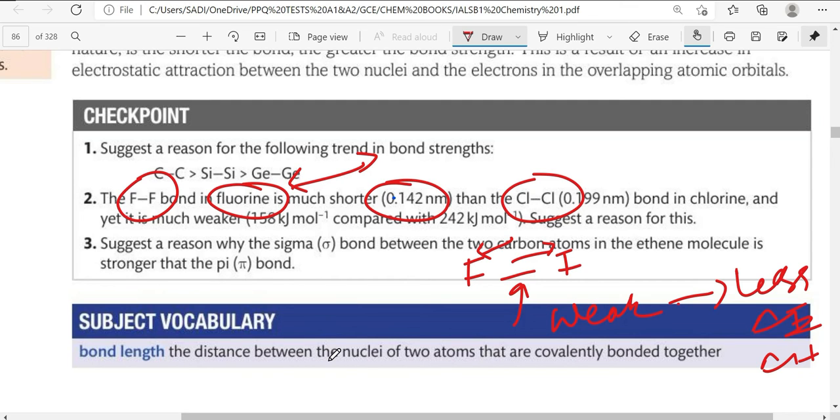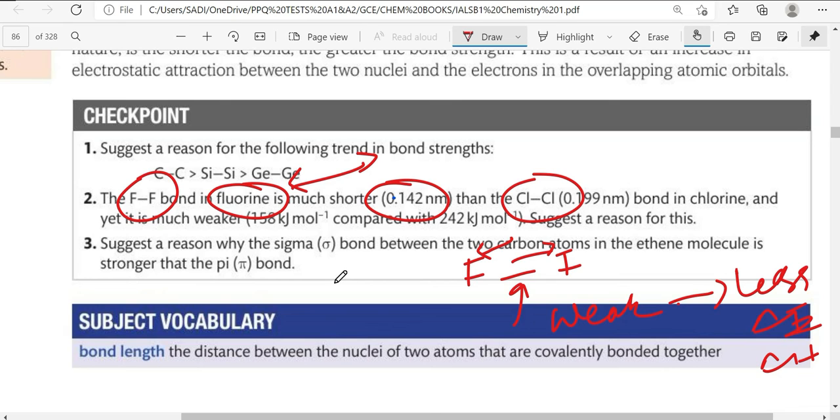Question number 3. Suggest a reason why the sigma bond between the two carbon atoms in the ethene molecule is stronger than that of the pi bond. Sigma bond is a head-on overlapping. Head-on overlapping is a kind of physical connection. That's why it needs more energy. It's exactly between the two carbon atoms. And sidewise overlapping is not touching the orbitals actually. They're not touching the orbitals. That's why they're far apart from each other.